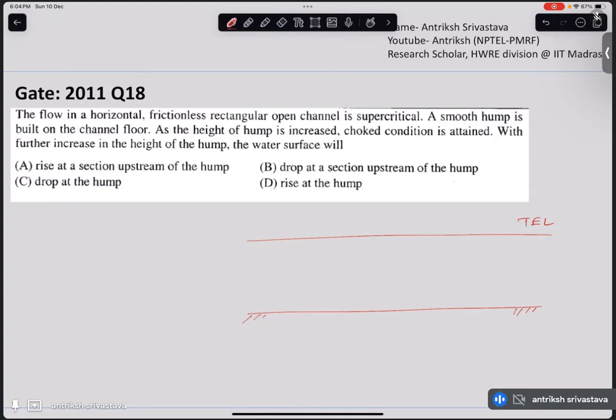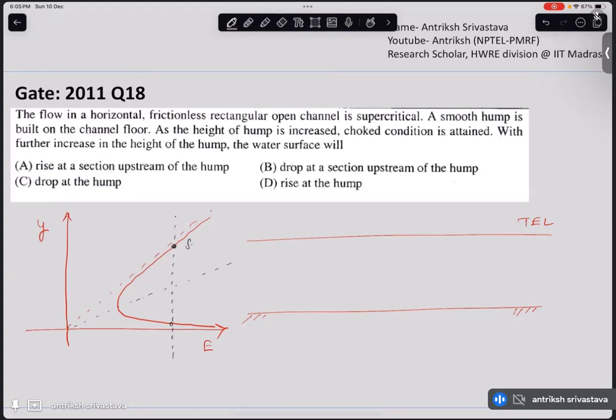In open channel flow, we have seen that the specific energy and the depth of flow follow a curve like this. This is a 45-degree line and this is the curve. That means for each energy level on the x-axis, there are two depths of flow. The higher depth, above the line dividing these two, is the subcritical and the lower depth is the supercritical. So we all know what is subcritical and supercritical.